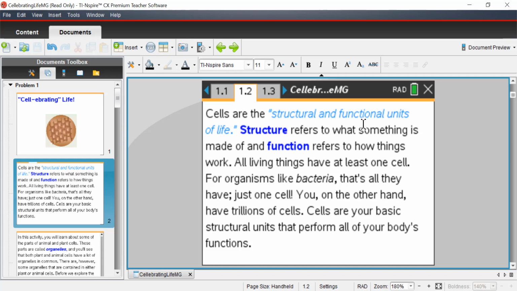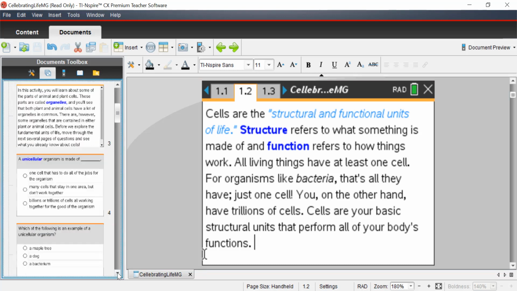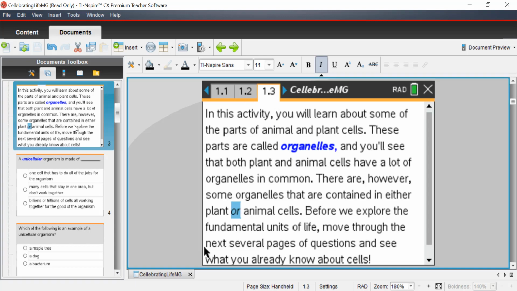Functional from the point of view of what do those cells do? What are they trying to accomplish? Okay, so all living things have at least one cell. Organisms like bacteria, that's all they have, just one. You have trillions of cells. Like I said in the beginning of the video, the average adult human has about 30 trillion cells, which is remarkable. And so cells are your basic structural unit that perform all your body's functions. Everything your body needs to do, the cells are responsible for.